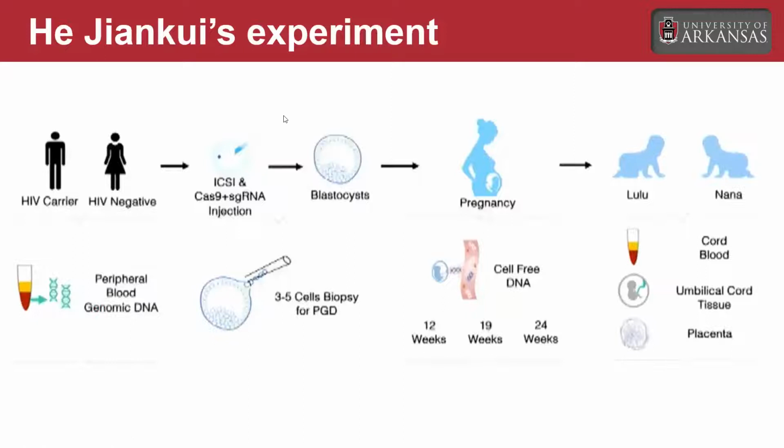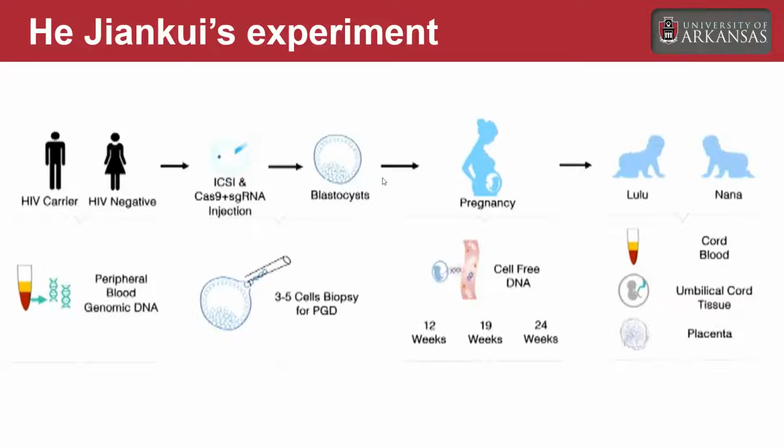Okay, so Dr. Hudd's experiment, he described it, but let's go over it, it was quick though. There was a male in the experiment who was an HIV carrier and a female that was HIV negative. They went to the clinic and did in vitro fertilization, but with one extra step. They infused Cas9 and a guide RNA, so the CRISPR system, into the embryo. They waited a while for that embryo to grow into some more cells.